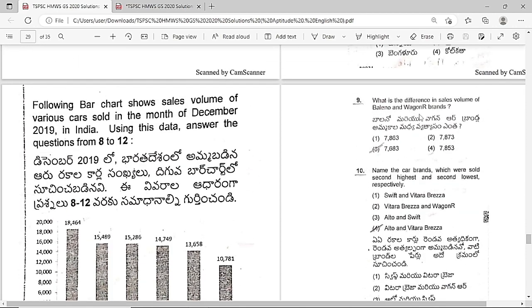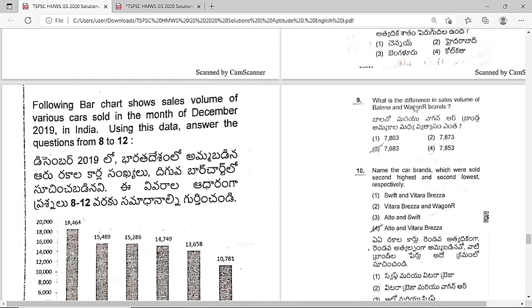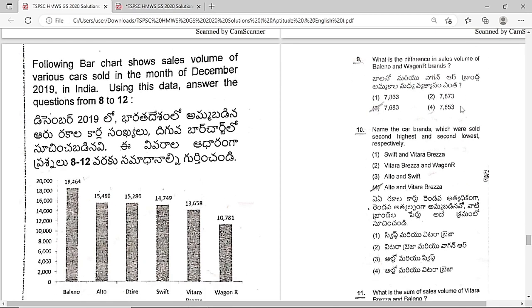So now let's solve another question based on this concept only. What is the difference in sale volumes of the Baleno and the Wagoner brands? Baleno is 18,464, Wagoner is 10,781. So do the difference of these two volumes of car sales, 18,464 minus 10,781. You are going to get 7,683. So this is the correct solution of this question.